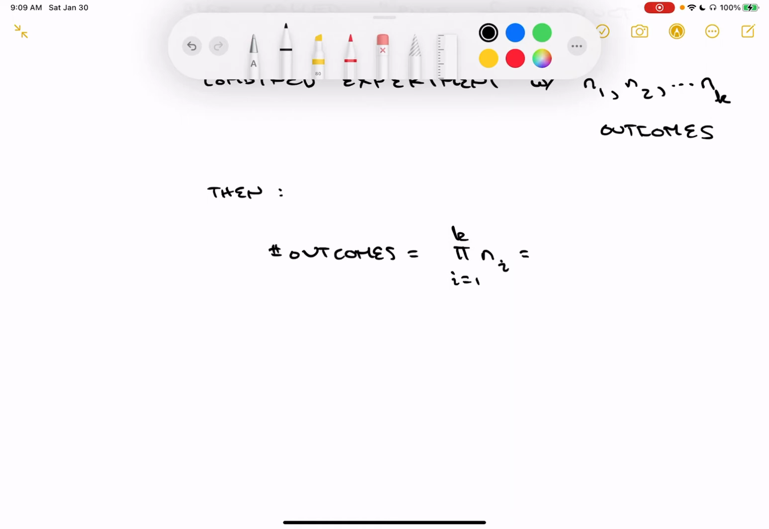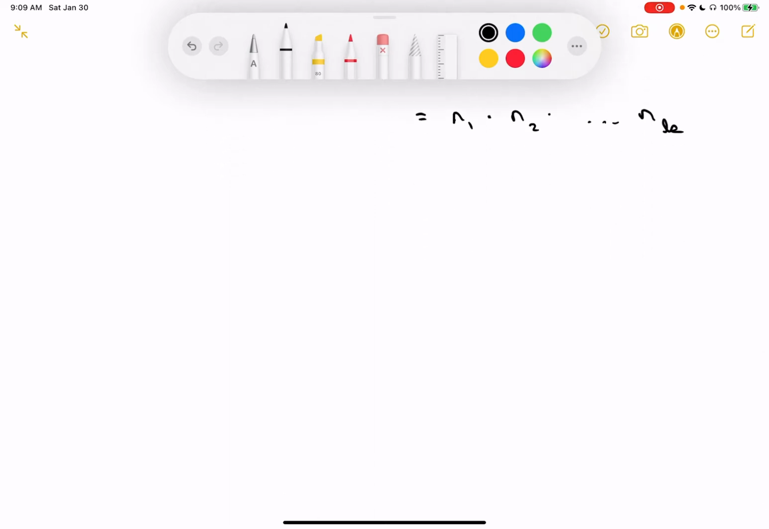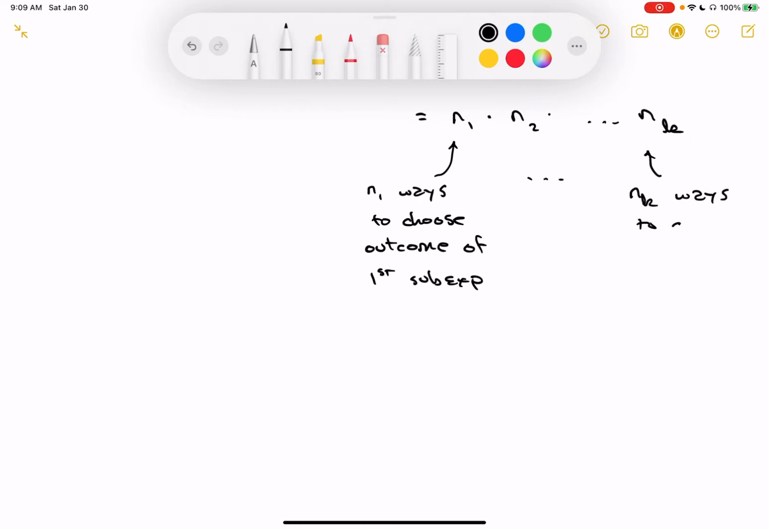I could write that on the next line. That would be n1 times n2 times, and we keep going until we hit nk. The way you might think about this is that there are n1 ways to choose the outcome of the first sub-experiment. And then it just keeps going down the list until we get to the very last one, and that one has nk ways to choose the final outcome, which is the kth sub-experiment.